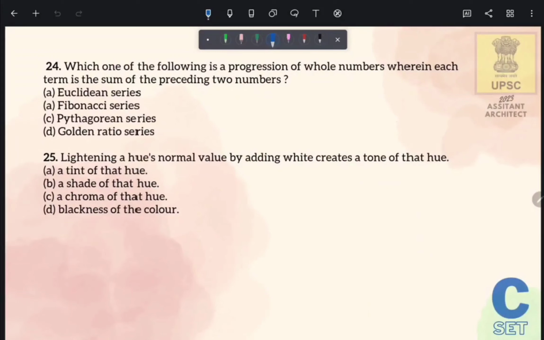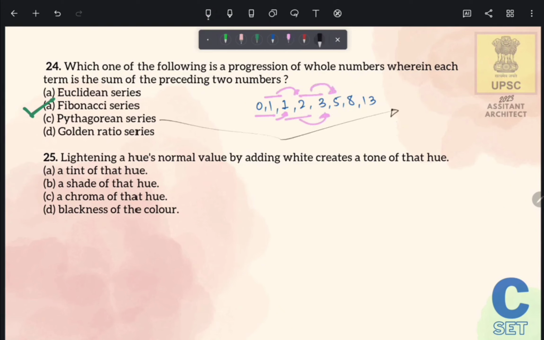Which one of the following is a progression of whole numbers wherein each term is the sum of preceding two numbers? So in a series, if a number is the sum of its preceding two numbers, then this type of series is known as Fibonacci series. So the correct answer of this question is option number B, Fibonacci series. So here in this series, the sum of 0 and 1 is 1, then sum of 1 and 1 is 2, then sum of 1 and 2 is 3, and likewise this series will go on.